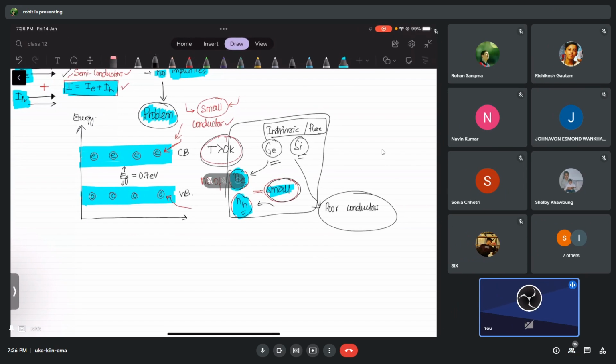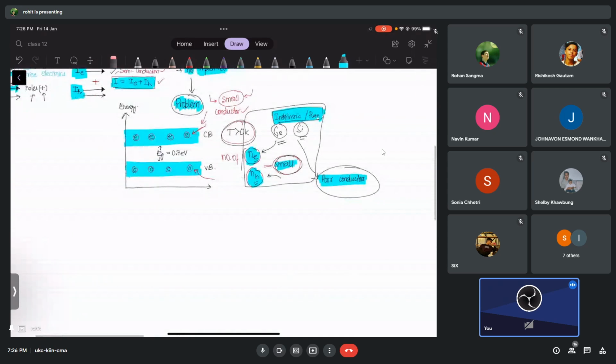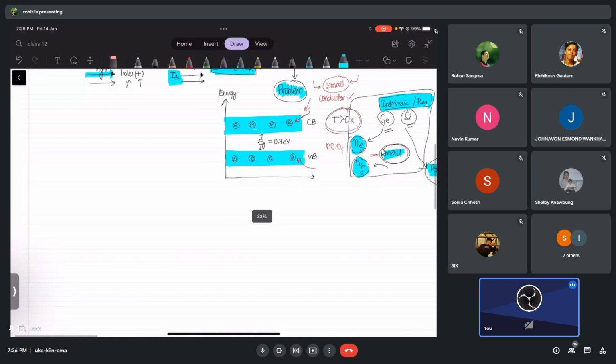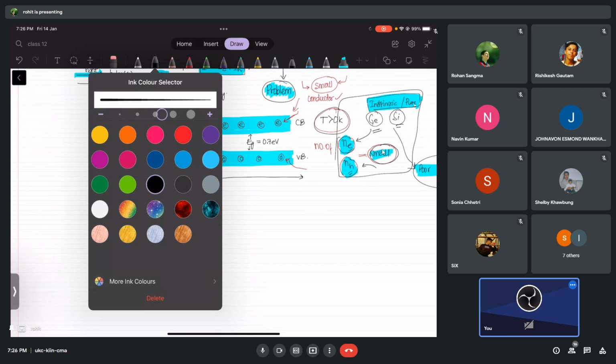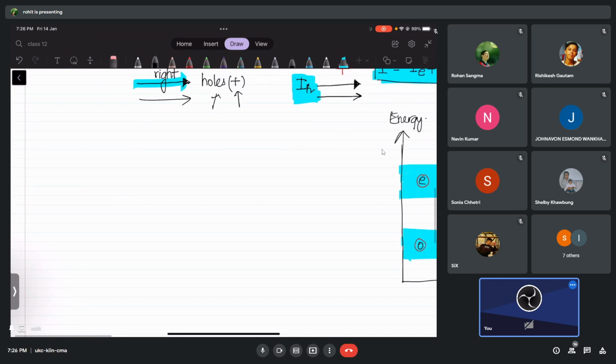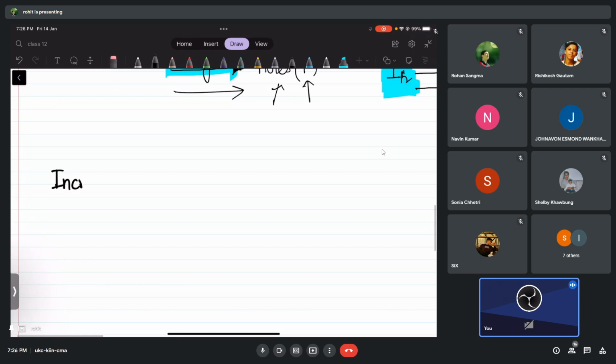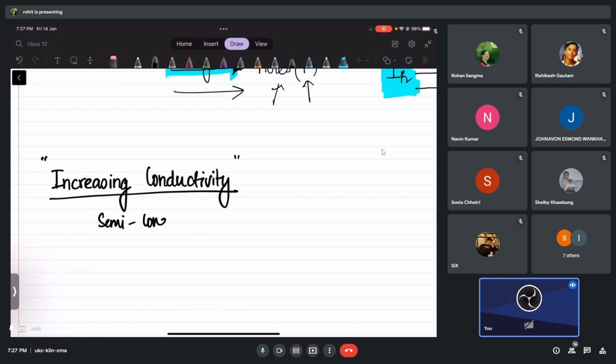Okay, now, so what to do? This is a problem with semiconductors. They are poor conductors, provided they are intrinsic, meaning pure. They are pure, and they are poor conductors also. So look at this now. We have a method of increasing conductivity. We can achieve this. We can make a pure semiconductor a better conductor.